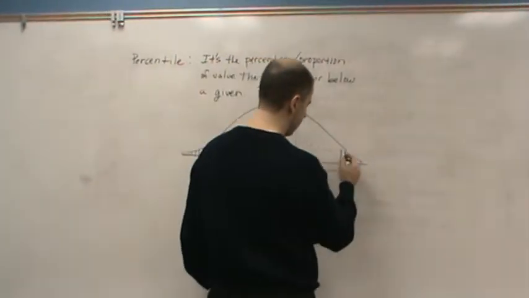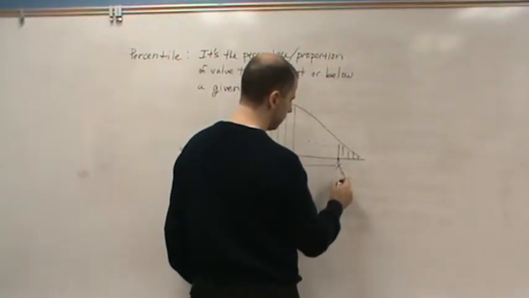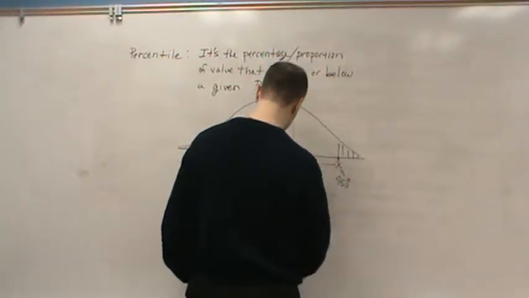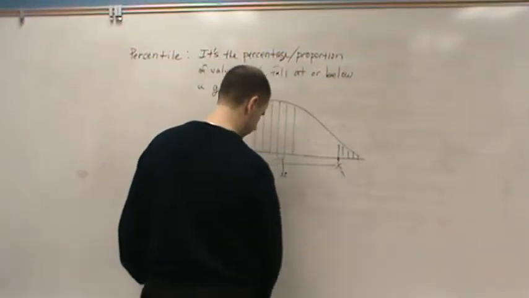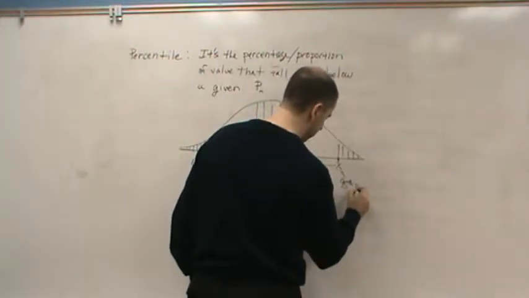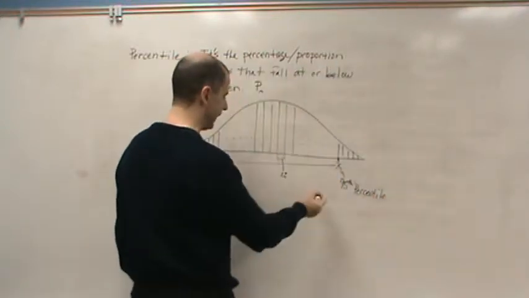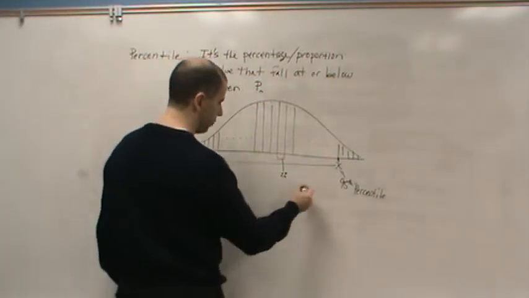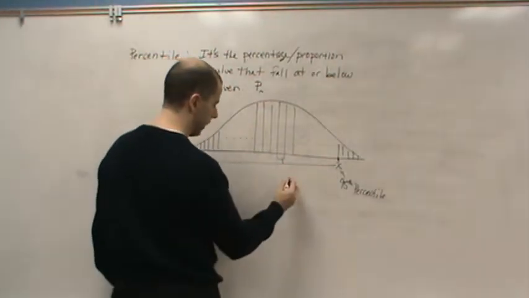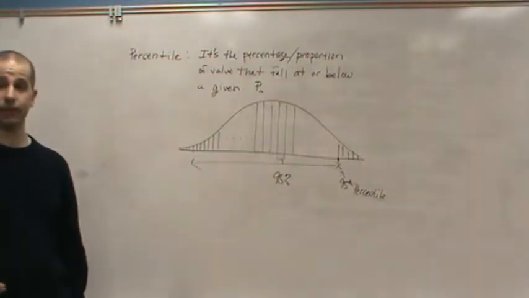So let's say this represents the 95th percentile. That means the percentage of values to the left of that x value would be 95%. So 95% of the data fall below that.